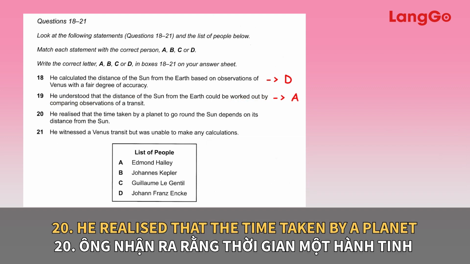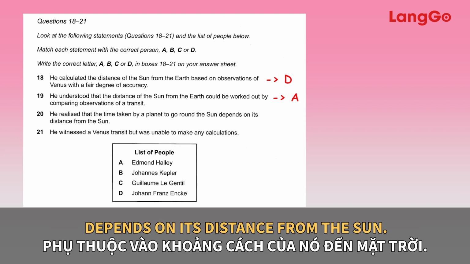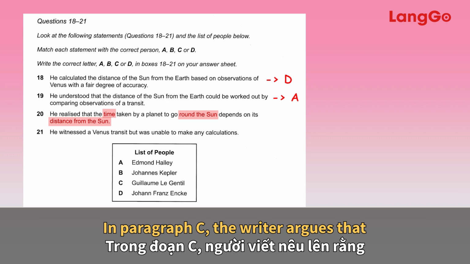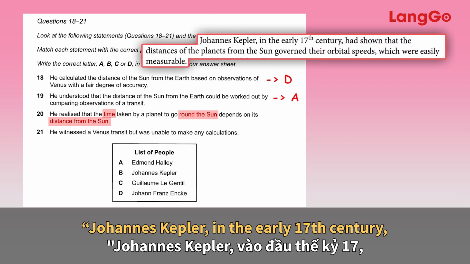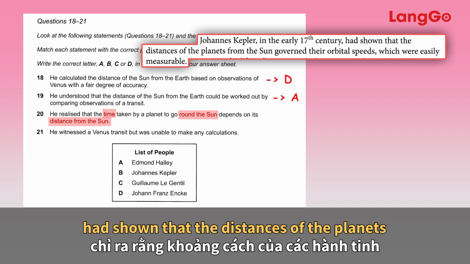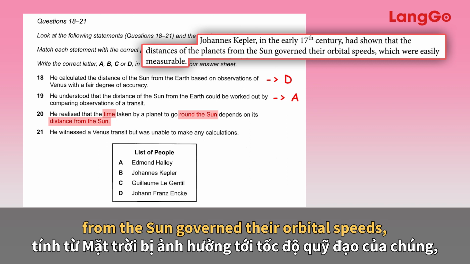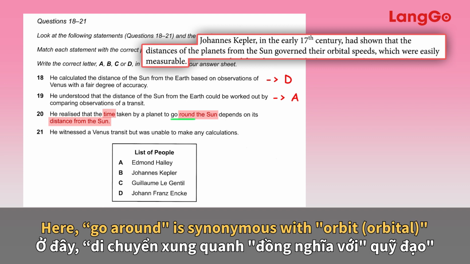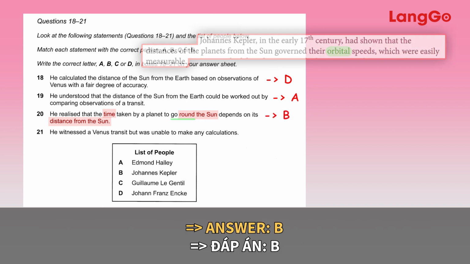Number 20, he realised that the time taken by a planet to go around the sun depended on its distance from the sun. Our keywords here are time, around the sun, and distance from the sun. In paragraph C, the writer argues that Johannes Kepler, in the early 17th century, had shown that the distances of the planets from the sun governed their orbital speeds, which were easily measurable. Here, go around is synonymous with orbit or orbital, so our answer is B.